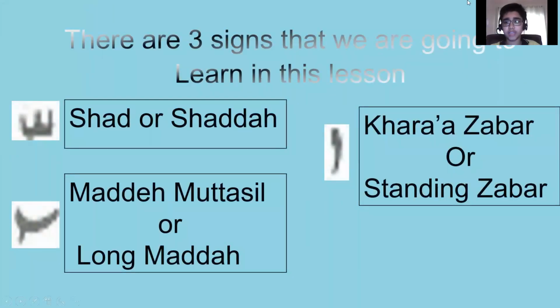There are three signs that we are going to learn in this lesson. Number one, shad or shadda. It looks like a little W. Madde muttasil or long madda. It looks like a crescent facing upwards and a little line beneath it. Kara zabar or standing zabar. It looks like a little alif.